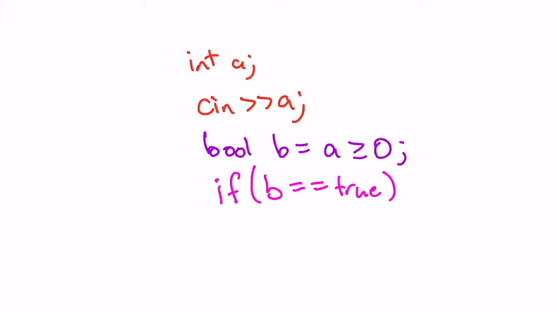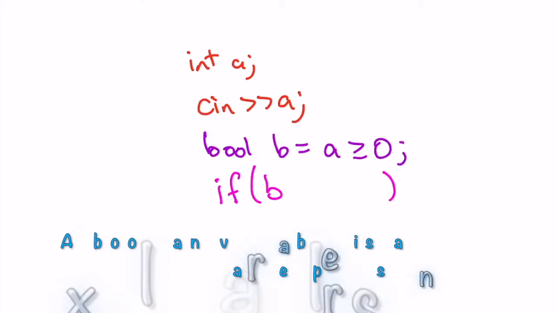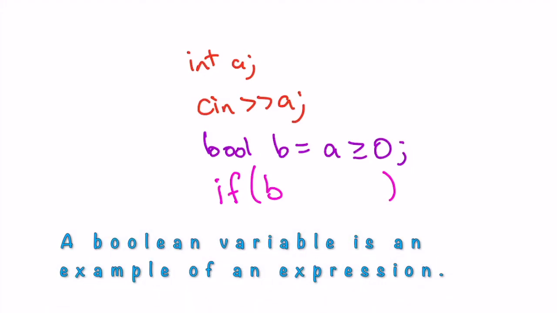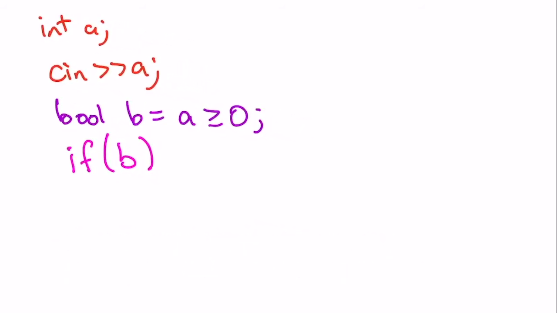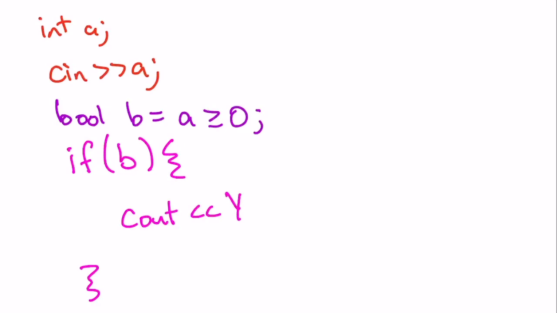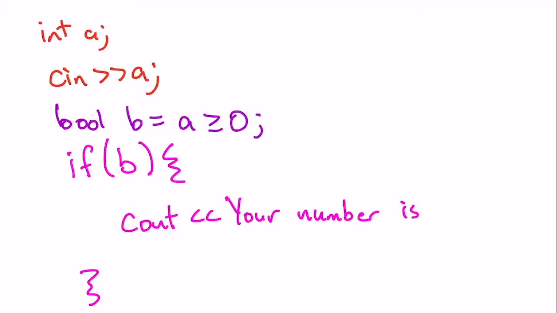So we're checking, is b true? However, we don't need to actually compare b to true because we already know b is a Boolean expression. So we don't need to add the extra equal. We can just do if b. So if b is false, then whatever code we have in here won't be run. But if b is true, then this code will be run. So if b, then we can cout your number is positive.